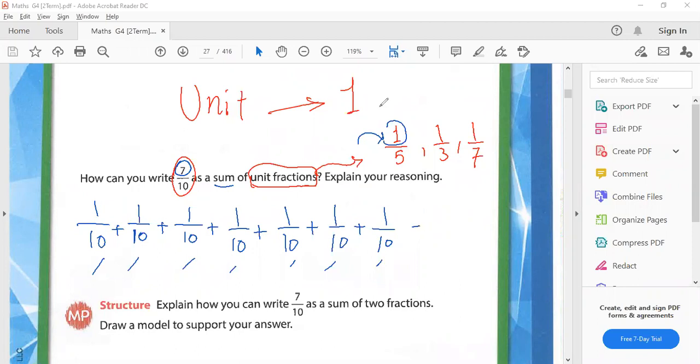You will add easily. You have the same denominator, 10, so put it down and add 1 plus 1 plus 1 plus 1, just add them. They will be 7. So finally, you can make 7 over 10 as 7 unit fractions with the same denominator. You have this number up, the numerator, it is 7, so you need 7 unit fractions out of 10, out of 10, and so on. All of these fractions are out of 10, just like that.